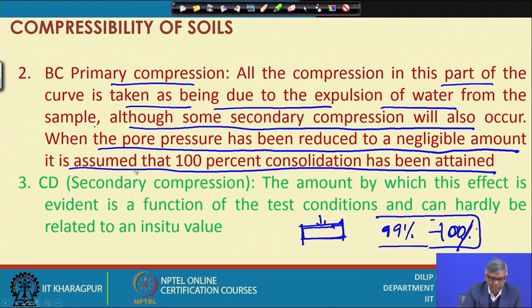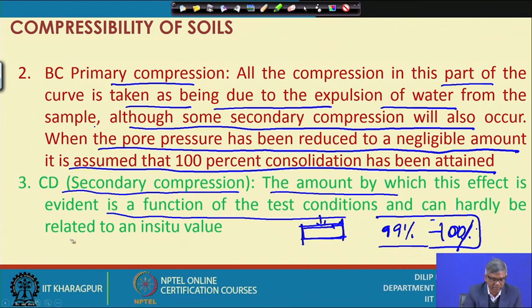And then this is the B C part, and C D part is a secondary compression. The amount by which this effect is evident is a function of the test condition and can hardly be related to any in situ value. So, this secondary compression theory is different, we will not discuss it right now. We will try to discuss how to handle the primary consolidation settlement, this observation, and how to utilize it for finding out some soil parameters relating to compressibility of soil.